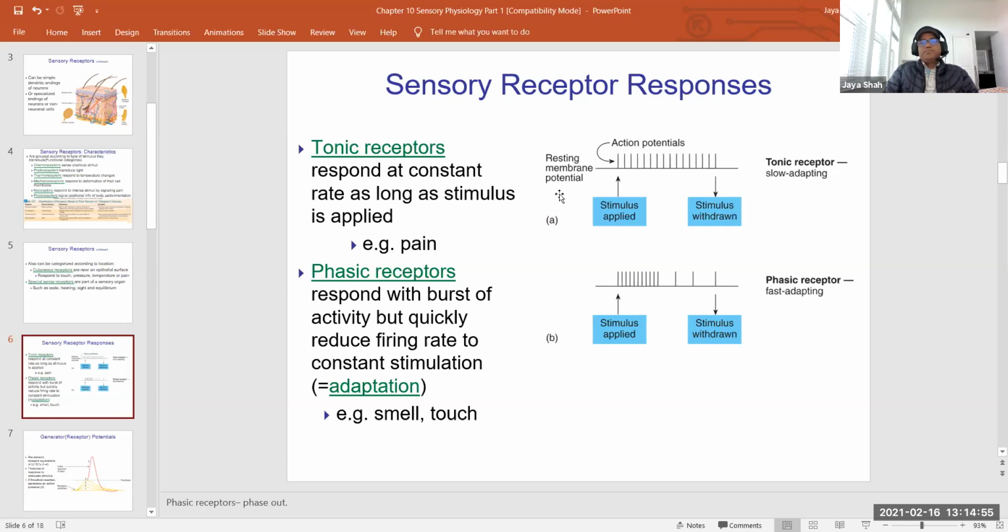So let's see. This is a receptor, with the resting membrane potential here. And let's see, you give a stimulus like smell. Smell activates the receptor plasma membrane, and every line is an action potential, so they generate. And then you remove the stimulus, what happens?